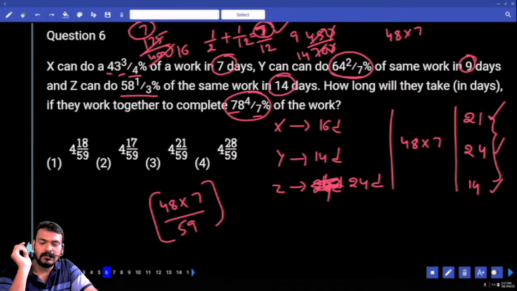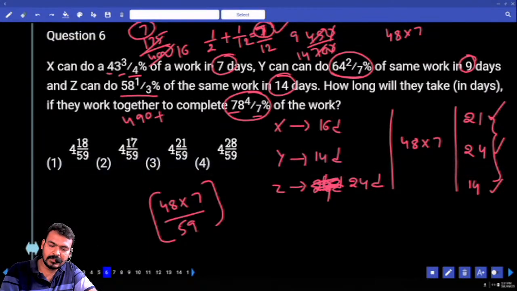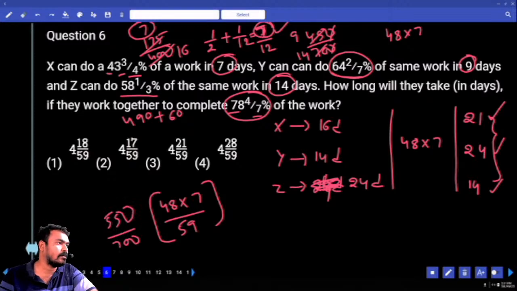Total it is 650 or 560? 560. 490 plus 60, 100. Total it is how much? 550, 100. 550 by 700. 550 by 700. 0 0 cancel.